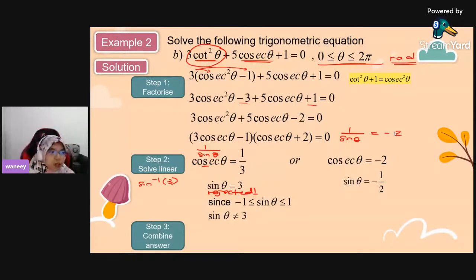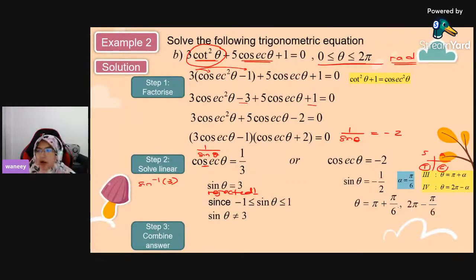Make sure to find out the basic angle first, check the quadrant and then check the range as well. The basic angle alpha is equal to arc sine of half, so alpha is equal to pi over 6. About the quadrant, ASTC. We want a negative sign, so it should be in the third or the fourth quadrant. Those are the formulas for the third and fourth quadrant. So theta is either pi plus pi over 6 or 2 pi minus pi over 6, and then you should simplify them.